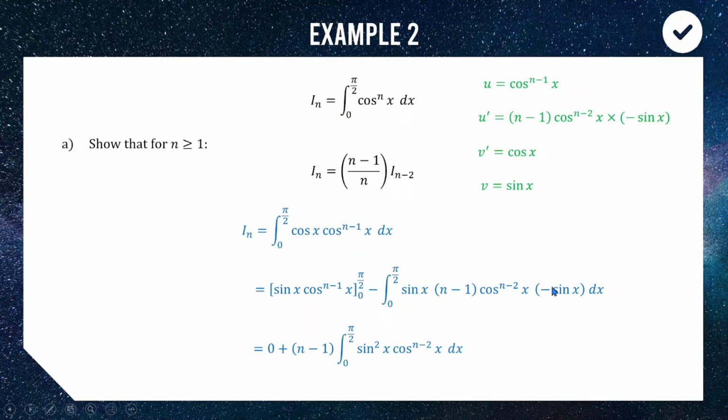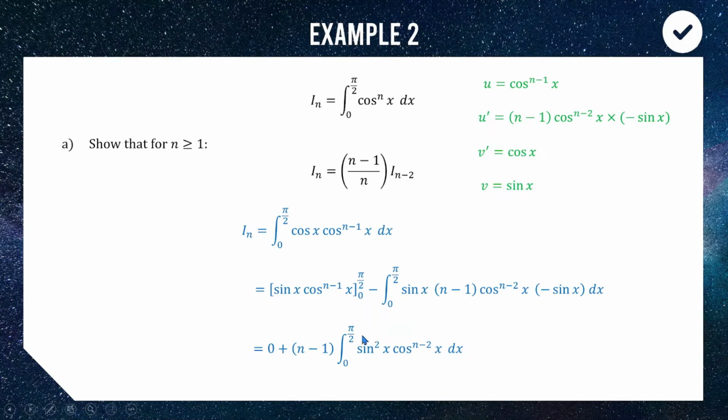We'll pull the n minus 1 out the front of the second integral. We've got a negative sign somewhere in the mix, which is going to make the negative out the front go positive. That's good. And we've got a sine times a sine, so we've got sine squared, and we have cos to the n minus 2 x dx. So inside here is the integral that we want, except we don't want the sine squared in here, we just want the cos to the power of n minus 2. So we're going to have to do something clever again.